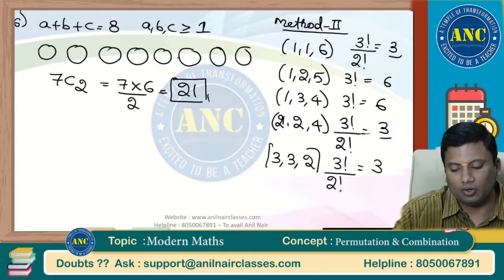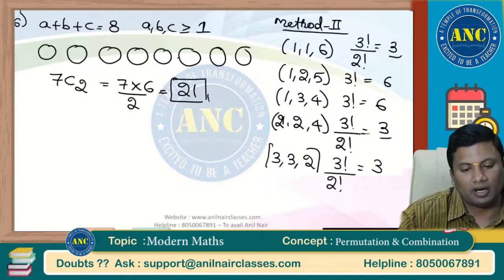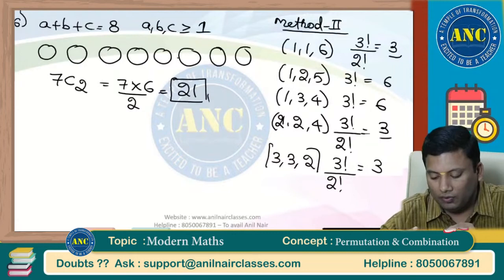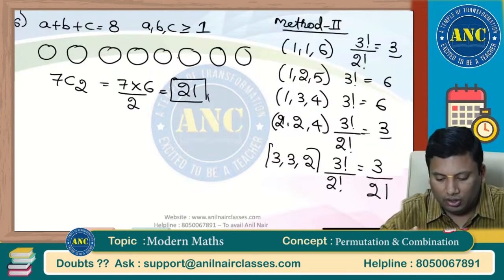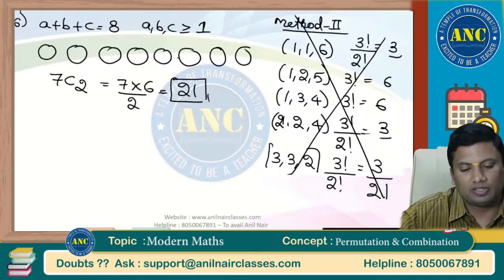All the cases are over. 1, 2, 3, 4, 5, 6, 7 comma 1 comma 1, the minimum value will be 2. So 12, 18, 21. You don't need to do all these counting cases. You can easily do it by using this logic.